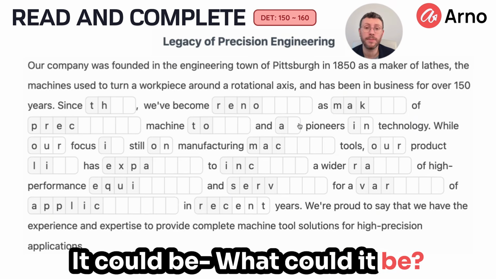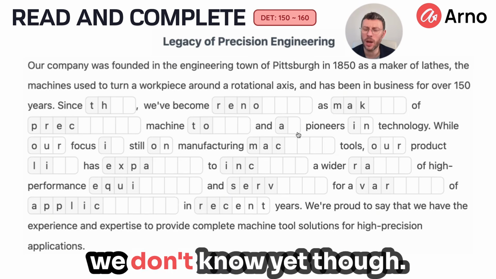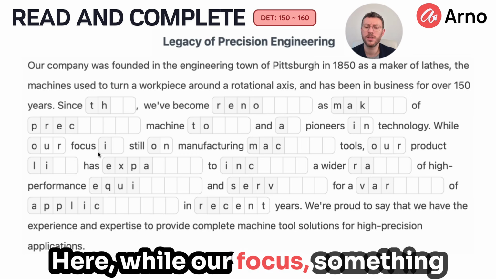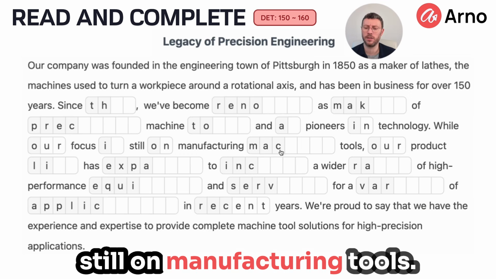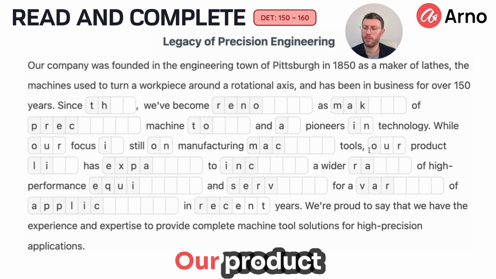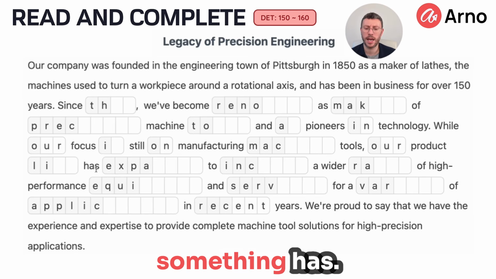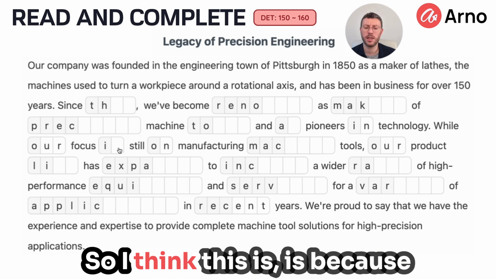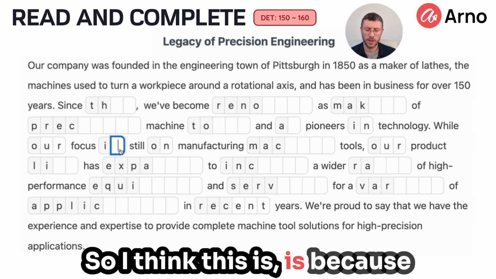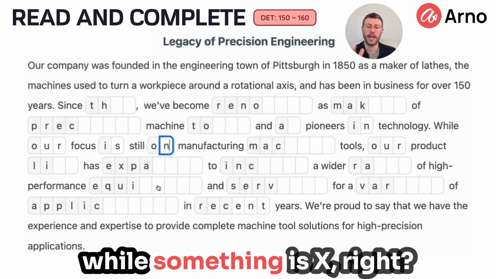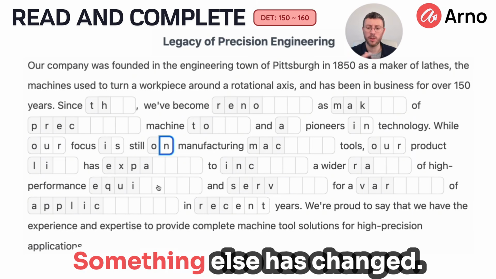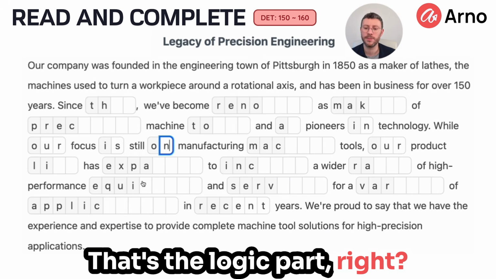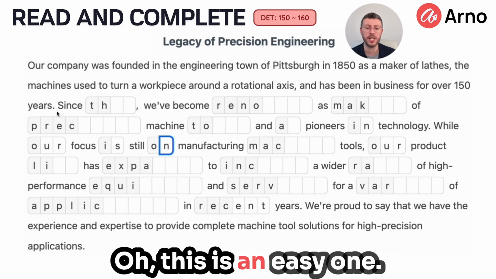It could be, what could it be? It could be at, it could be as. We don't know yet though, so let's not just guess. Here: while our focus something still on manufacturing tools, our product something has. So this will be a past verb, has. I think this is because while something is X, something else has changed. That's the logic part, right? Okay, so let's start.